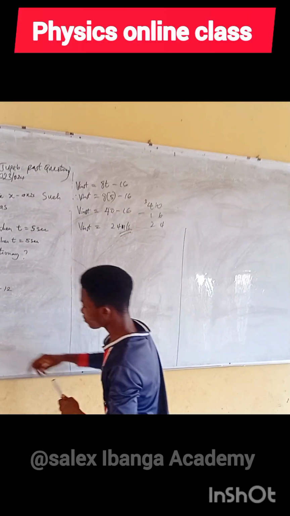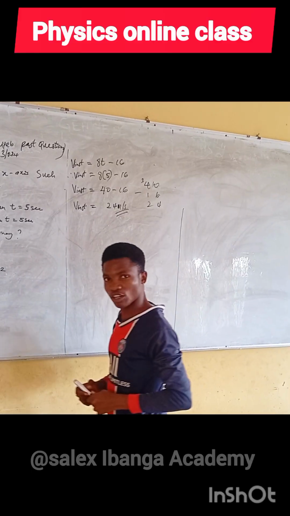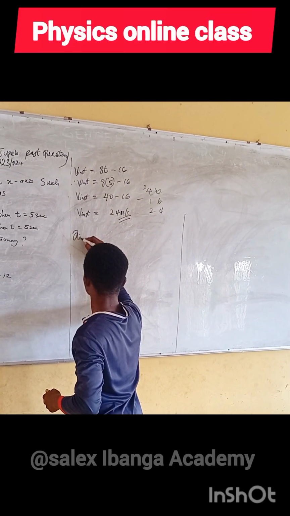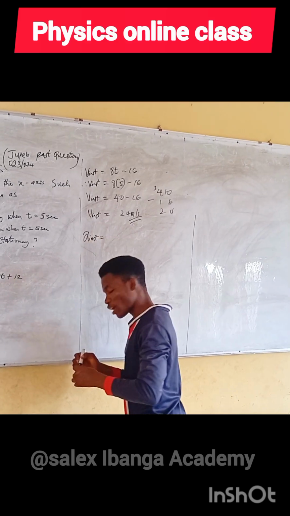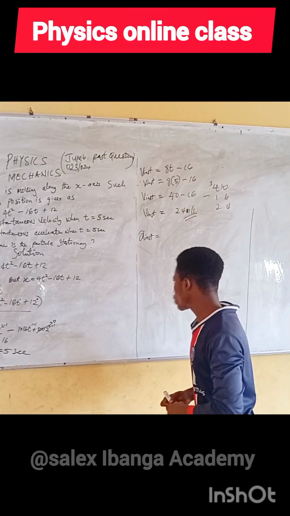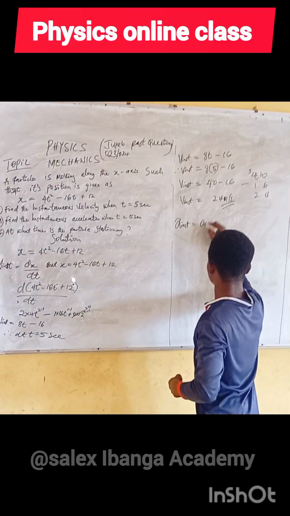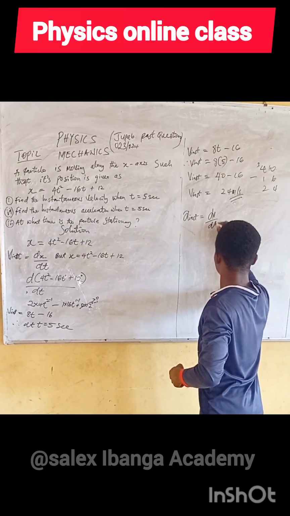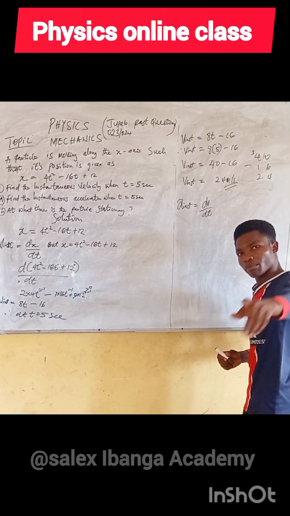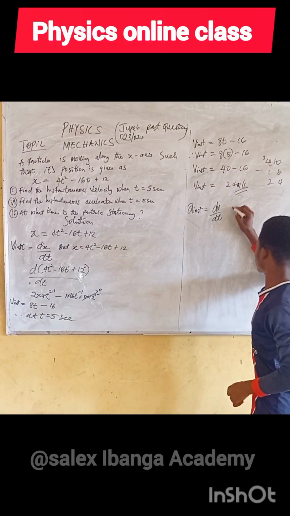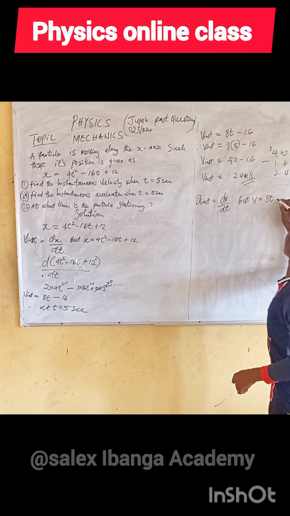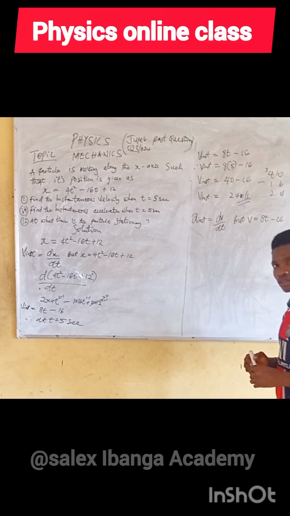And so now, for our instantaneous velocity, what does instantaneous velocity mean? That is an instance equals to what? Remember, acceleration is what? Change in velocity with respect to time. So now, that will be dv all over dt. Remember, our v equals to what? 8t minus 16.